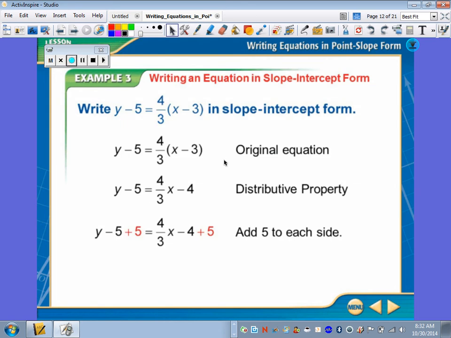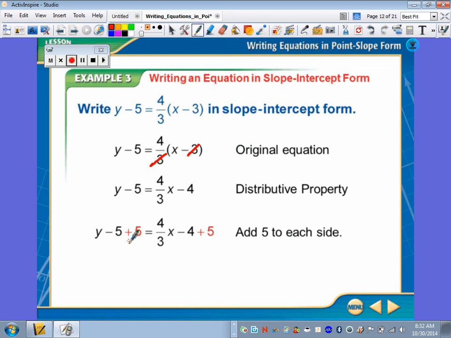Okay, now they've taken this equation and they want you to put it in slope-intercept form. Okay, going from point slope to slope-intercept form is actually really easy. It's a lot easier than going to standard form. So what you do is you distribute first. So you're going to do 4/3 times x, which is 4/3 x, and then 4/3 times 3. Well, the 3's are going to cancel here, and so you're going to get minus 4.